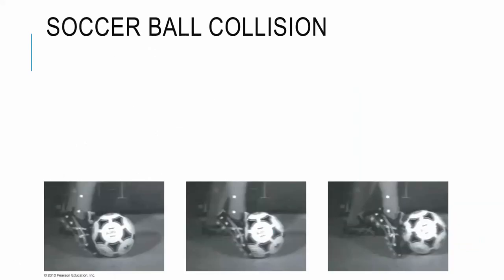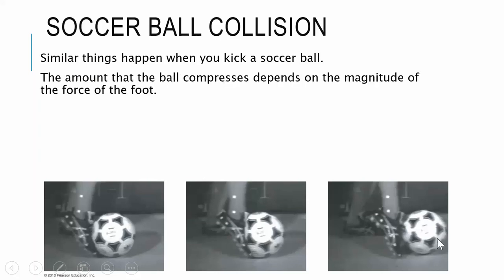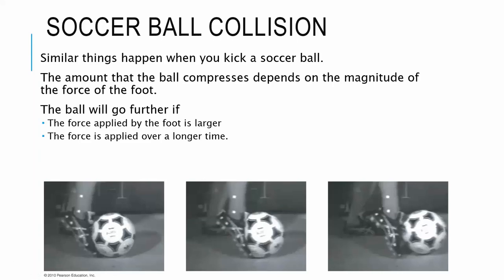So for a soccer ball, it's going to be similar to a racquetball. We're going to look at it step by step. We have a foot starting to kick it right before it hits, and then it is compressing the ball slightly, and now the ball is moving to the right. The amount that the ball compresses will depend on the magnitude of the force of the foot. So that's your first variable. The force of the foot changes the amount of compression of the ball. And the amount of compression is going to affect how fast or far the ball goes.